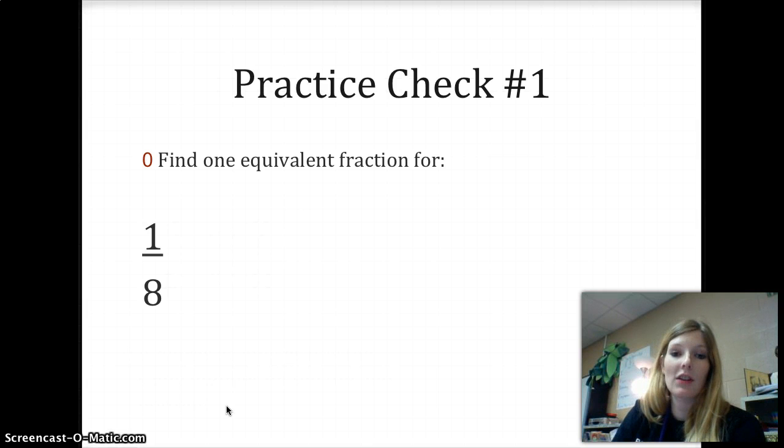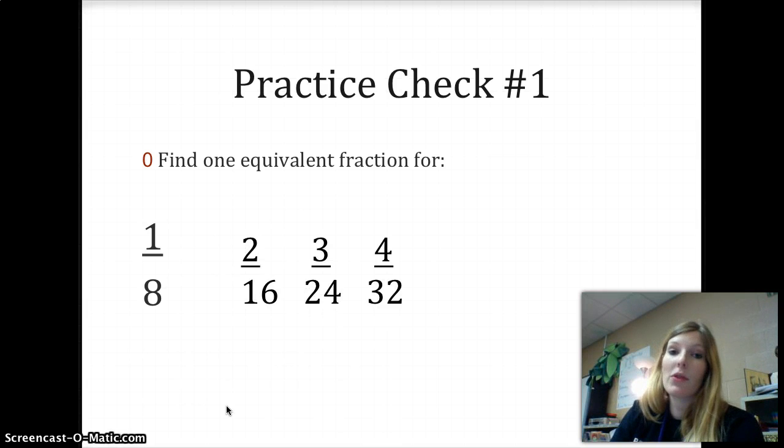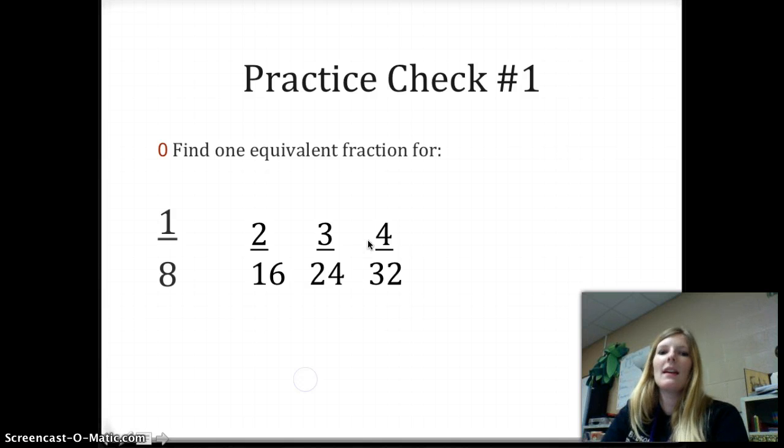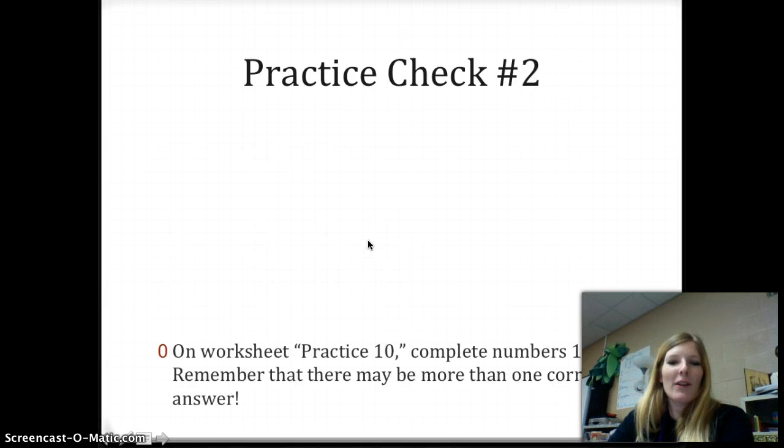Alright, here are the answers. I came up with 3, but there could be more. I have 2/16 as an equivalent fraction, 3/24 as an equivalent fraction, 4/32 as an equivalent fraction. So you could keep going and going. As long as the multiplication matches up. You could have 5/40.